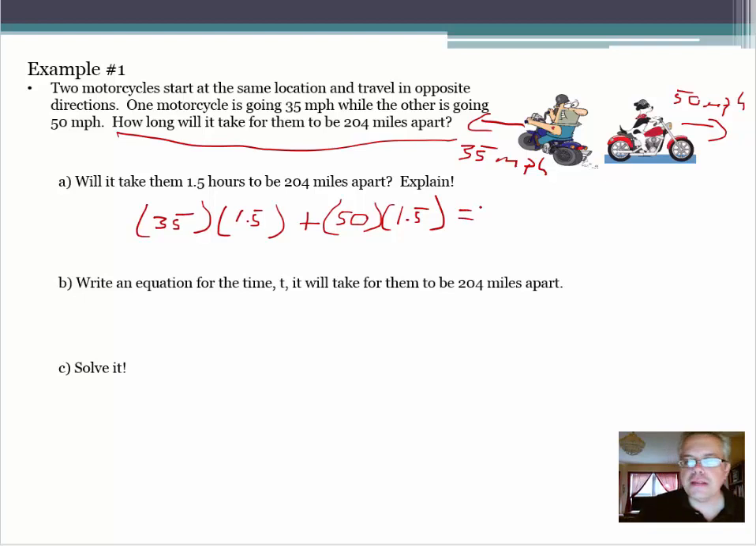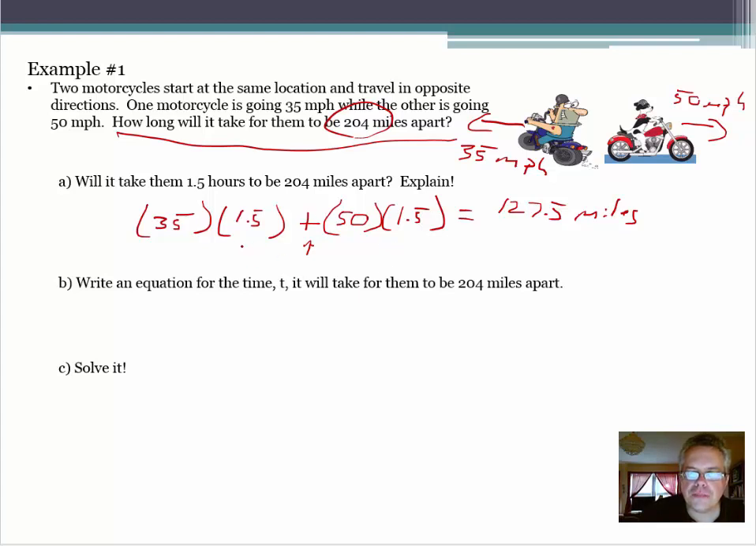Now, that's just our guess, and if it's 204, we're done. Okay, so let me figure out how far they've gone together. So 35 times 1.5 plus 50 times 1.5 equals 127.5 miles. Well, we were shooting for 204 miles, so it's going to take them longer. The key in this problem is to realize that we're adding the distances. It's their total distance. One goes in one direction, one goes in the other, and we're looking for their combined distance to be 204 miles.